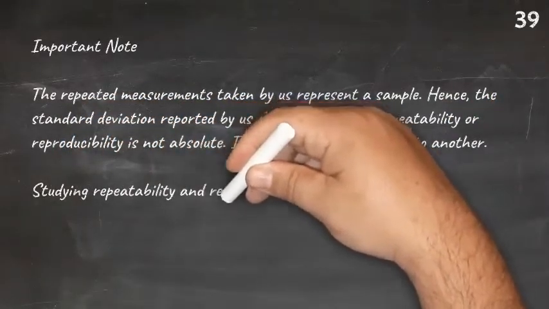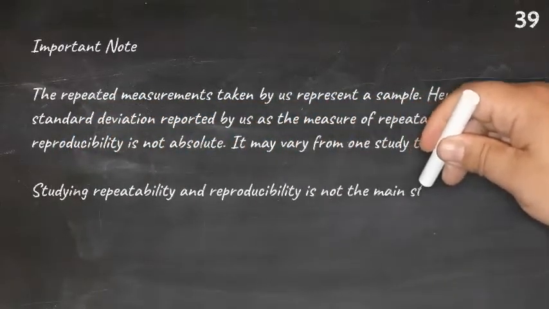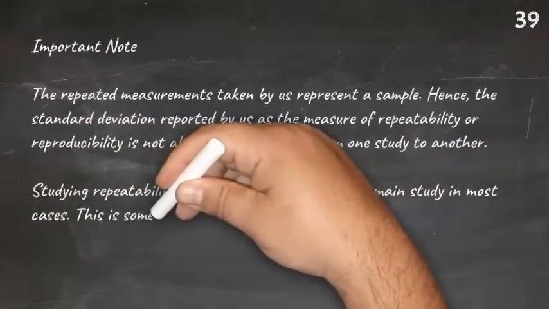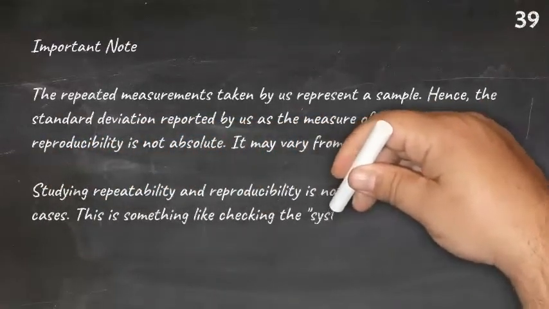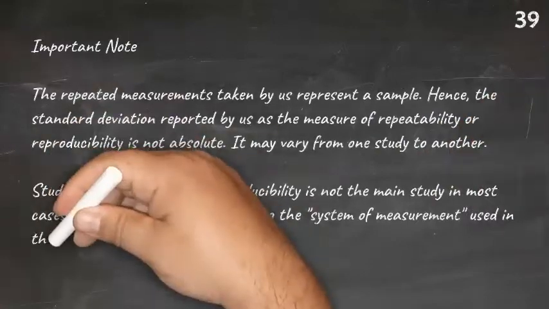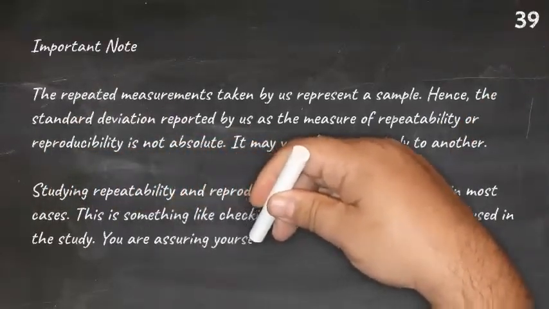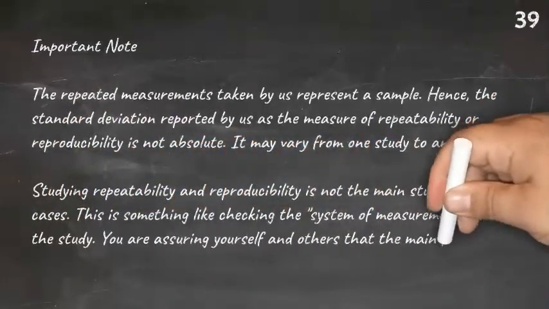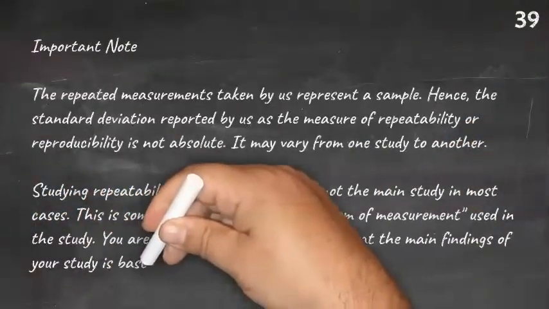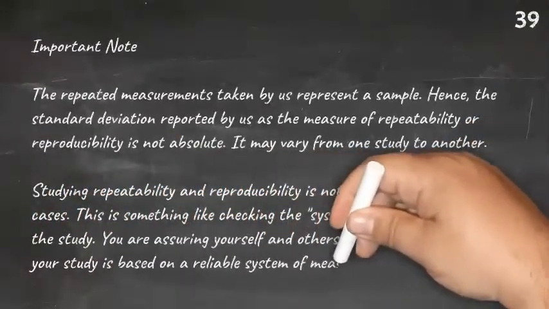Studying repeatability and reproducibility is not the main research in most cases. This is something like checking the system of measurement used in the study. You are assuring yourself, and others, that the findings of your study are based on a reliable system of measurement.